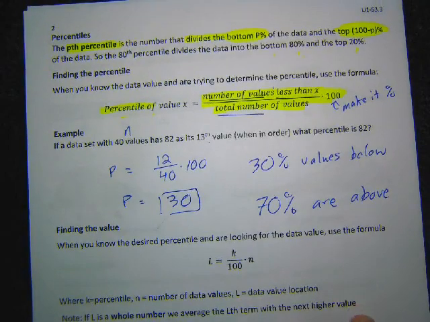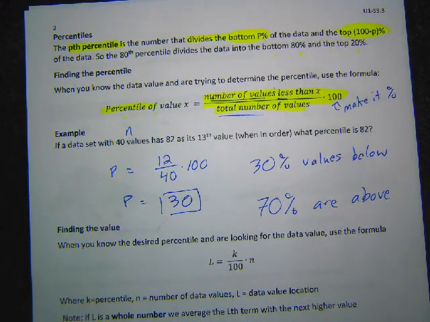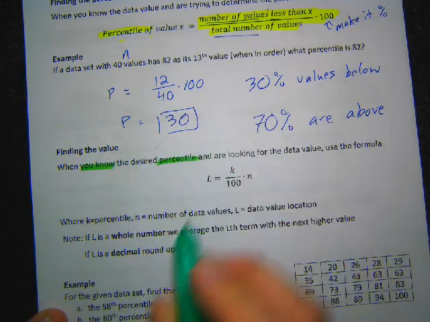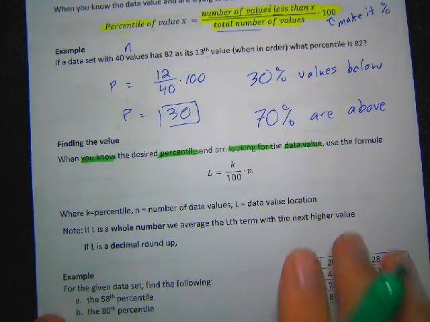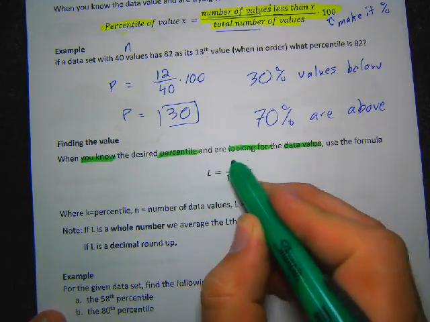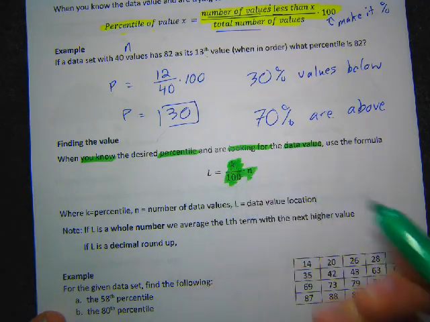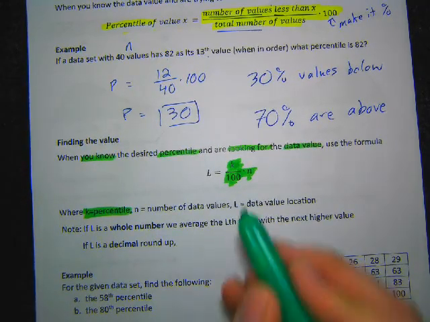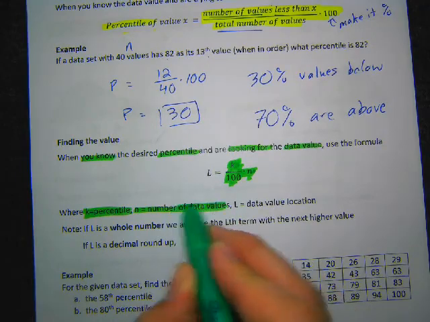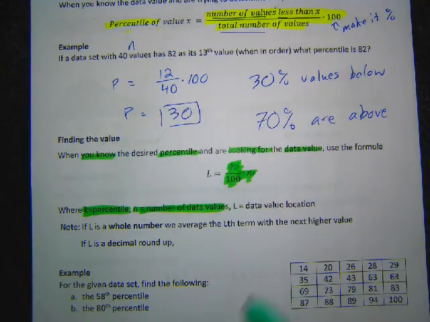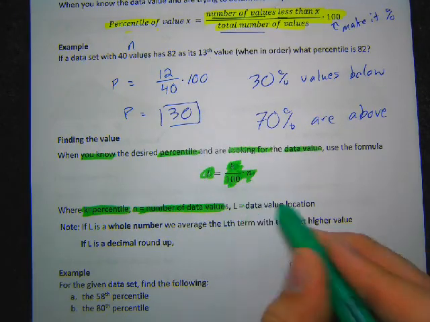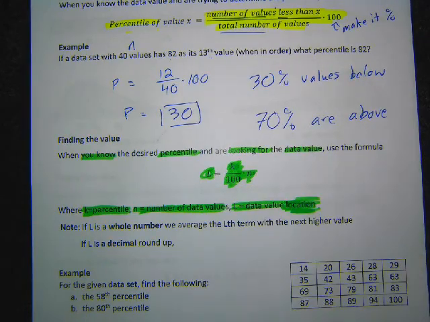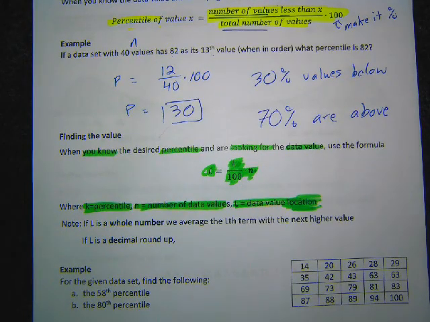Now you can go backwards. Say you have the percentile, but you want to go back and find the data value. So we're going the other way around. You know the percentile and are looking for the data value. Then we use this formula here. We're going to take a k value, divide it by 100, and multiply by n, where k is the percentile. K is the letter we use for the percentile. N is the number of values. In the last case, it would have been our 40, because that's what we had. And L is going to be the answer, the data value's location. It's going to tell us where the data value is. We can find the location if we use this calculation.